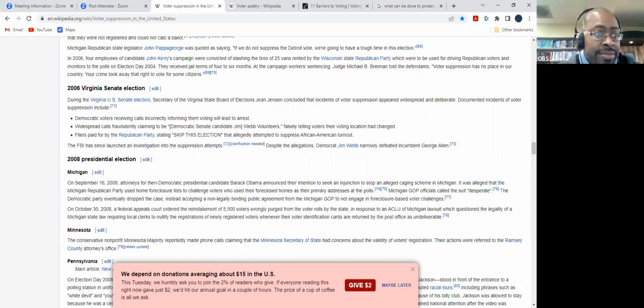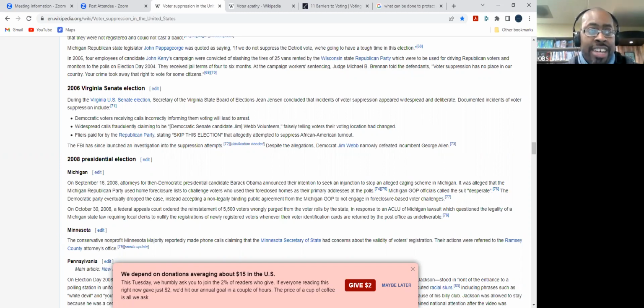Number two, widespread calls fraudulently claimed to be Democratic candidate Jim Webb, falsely telling voters their voting location has changed. And finally, violence paid for by the Republican Party, stating skip this election, that allegedly attempted to suppress African American turnout. I cannot wrap my head around that.